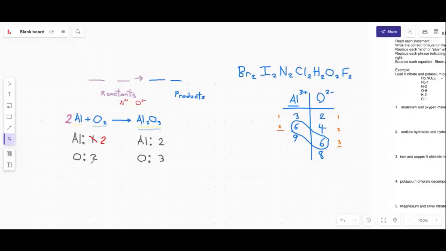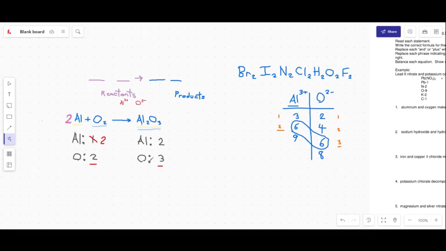Well, here I have a little bit of a problem. I have a 2 here and a 3 here. I have an odd with an even. Whenever you're trying to balance an odd number with an even number, you're going to have to double the odd to make it even and then rebalance. Because I can't multiply 2 by any whole number to get 3, right?